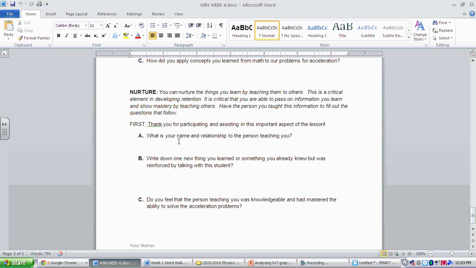You just have to give it to your parent or a brother or sister, somebody at home, and they just have to put who they are. They have to talk about whether they feel like you understood the information and whether you mastered it. So make sure that they finish this section.